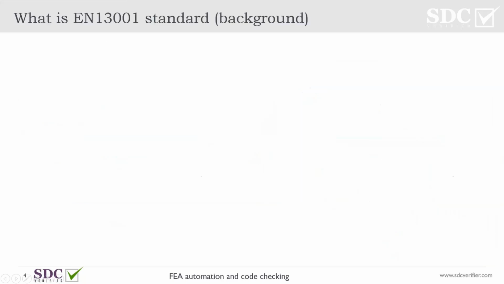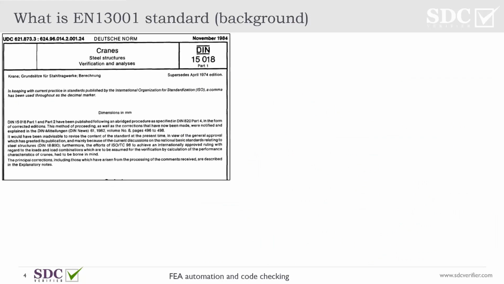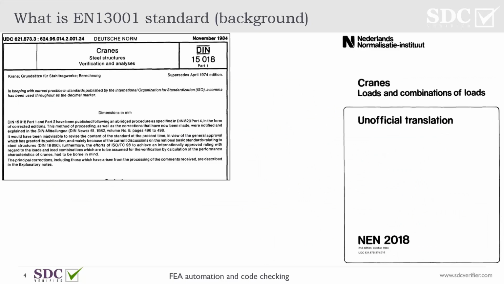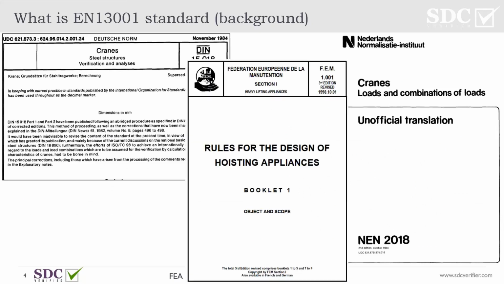So what is the EN 13001 standard itself? A short background. Before EN 13001 was introduced, the industry actually followed different national standards and guidelines, such as, for example, DIN standard 15018 or the old NEN standard, and of course the FEM 1.001 standard. The main problem here is that these rules were developed in the early 80s and need to be updated to align with the latest knowledge and more efficient design tools being used.